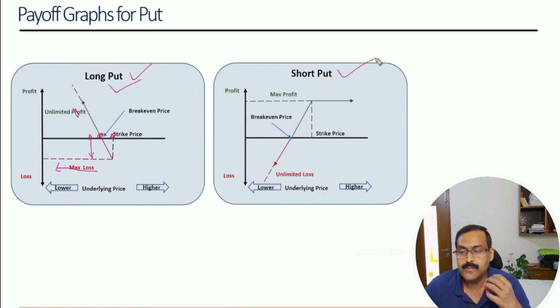The short put option payoff graph is the opposite of the long put option. Let us assume you have sold a put option at this strike price. So what are you expecting? You are expecting the market to stay above the strike price to make money. The maximum profit is again fixed, the premium that you have received, and the break-even point is the strike price minus the premium that you have received. If the market starts going down beyond this break-even point, you will start making unlimited loss in the sold put option.